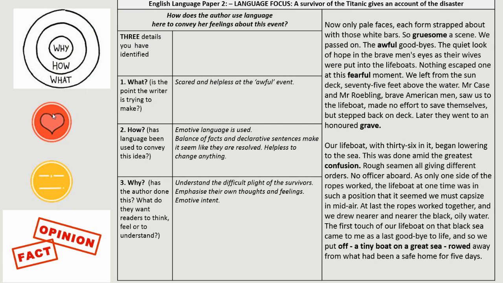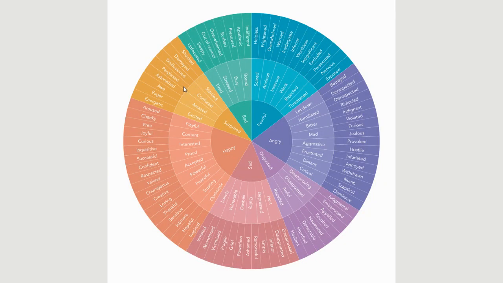I then might talk about the balance of facts and declarative sentences to make it seem like they're resolved or they're helpless to change anything. But I'm also going to write about the use of hyphen, the sentence structure, the way that the tiny boat on a great sea is separated off from the sentence, the way that little boat was separated off from the people that didn't survive and the Titanic itself going down. So, what is the point trying to make? So I'm saying they're scared and helpless at the awful event, and that's where you can use that wheel there.